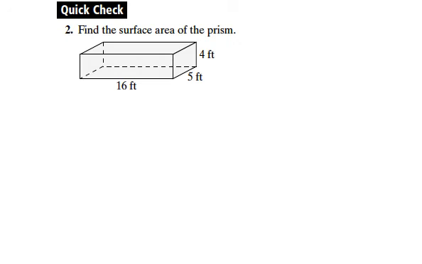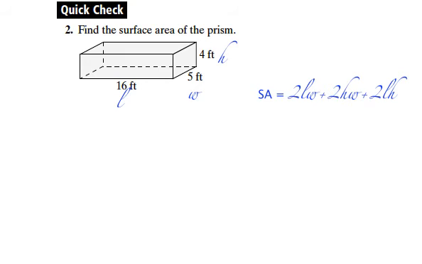Let's try quick check problem number 2 together. Find the surface area of the prism. Start with your formula. Surface area equals 2 times length times width plus 2 times height times width plus 2 times length times height. We need to label our rectangular prism. 16 is going to be our length, 5 is our width, and 4 is our height.